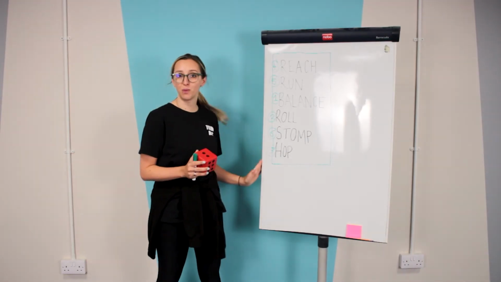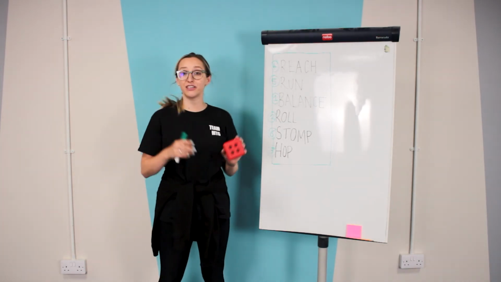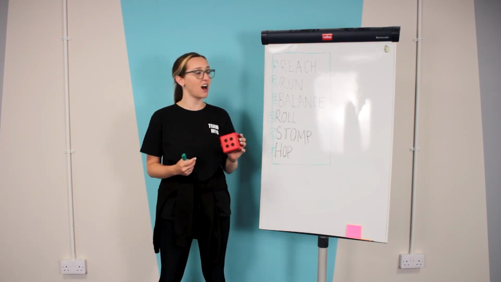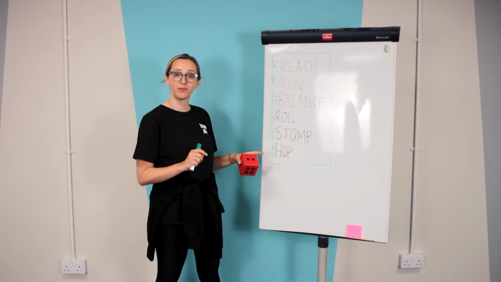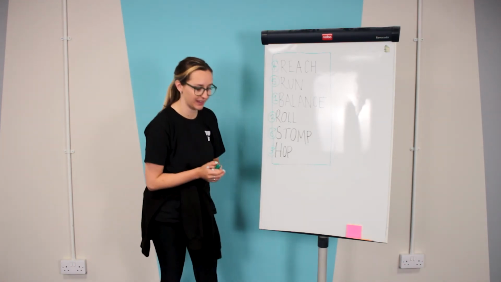Once you've chosen which number goes with which word, it's time to introduce our dice. So this is where our element of chance comes in, because the dice is going to decide the order of your movements. So I'm going to roll my dice and see what number comes up.